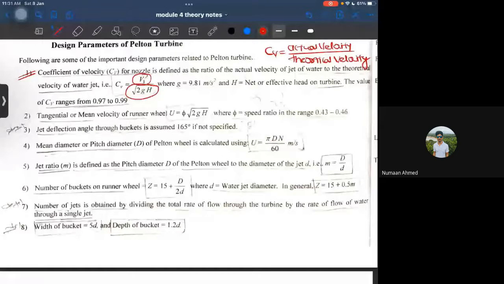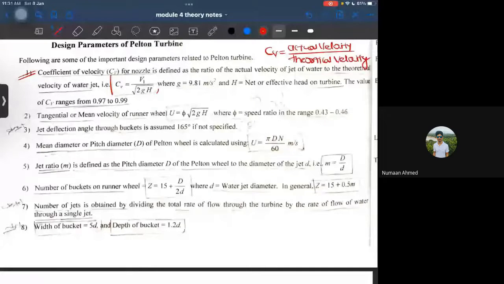At the end, CV is given by V1 divided by square root of 2gh. So this is the first formula you have to remember, where g is 9.81 and h is the total head which is available. Understood? So always CV ranges from 0.97 to 0.99. You just keep this particular thing in your mind.